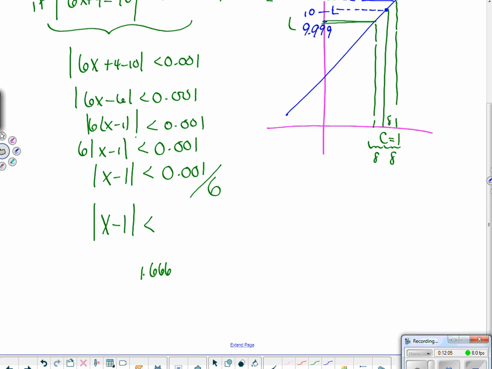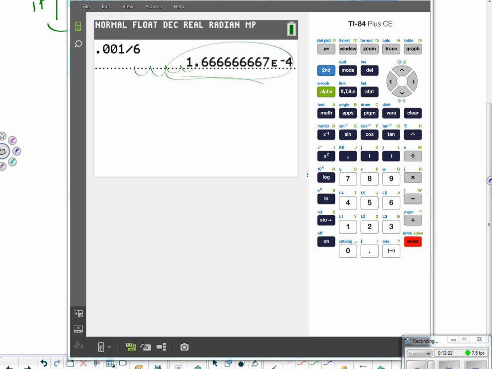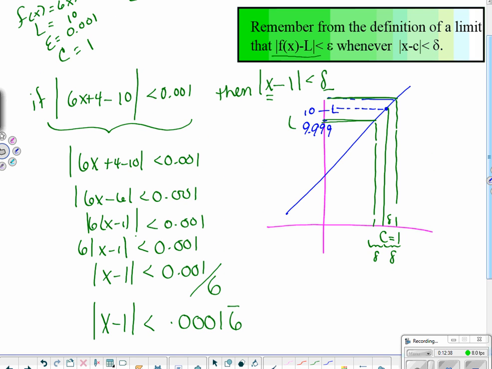So now what I need to do is divide 0.001 by 6, and here's my calculator. Notice this output here. On the calculator, e to the negative 4 is scientific notation. I need to move this 3 and one more, 4 decimal places to the left. So that's going to turn out to have 3 zeros, 0.0001, and repeating 6.